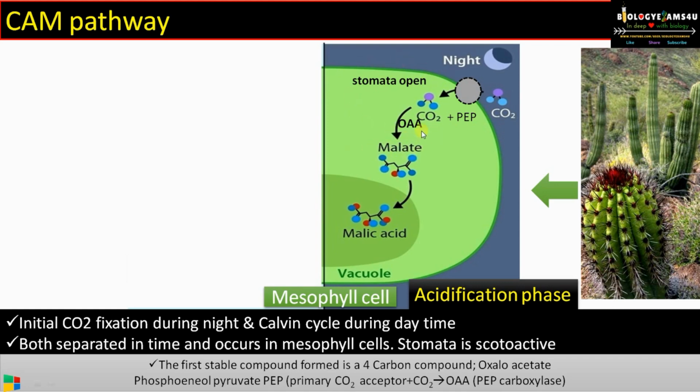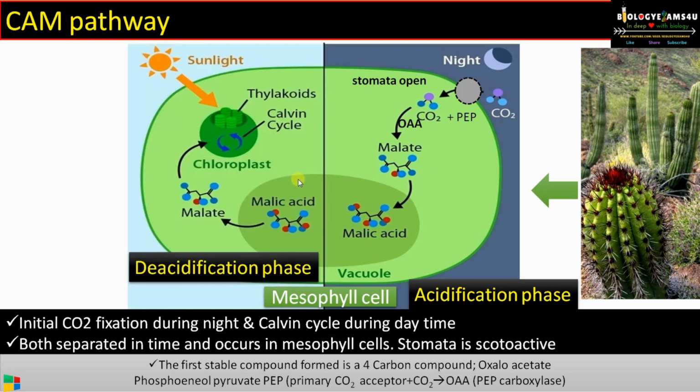That oxaloacetate is converted to malic acid, which is transported to the vacuole and stored during night time. Therefore, the intracellular acidity increases. That is why this phase is called the acidification phase. During daytime, in order to avoid water loss by transpiration, this plant closes its stomata, and the malic acid stored in the vacuole is taken out and decarboxylated to release carbon dioxide.